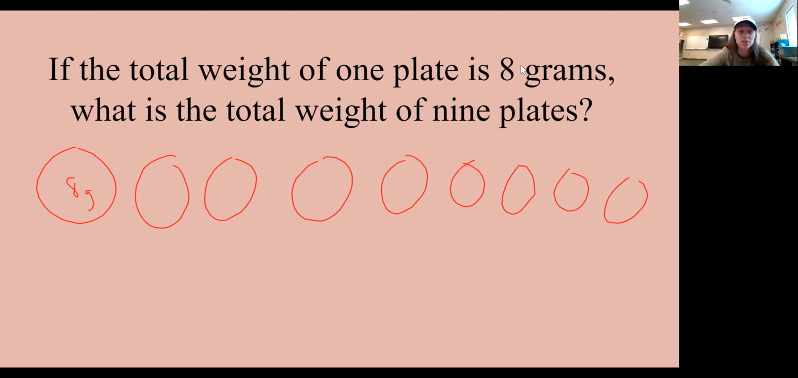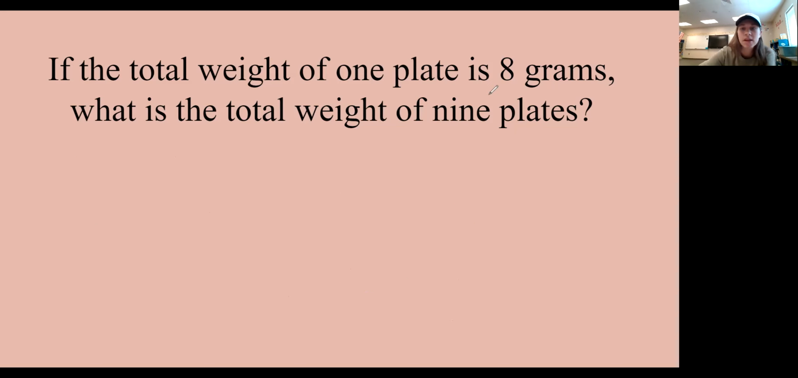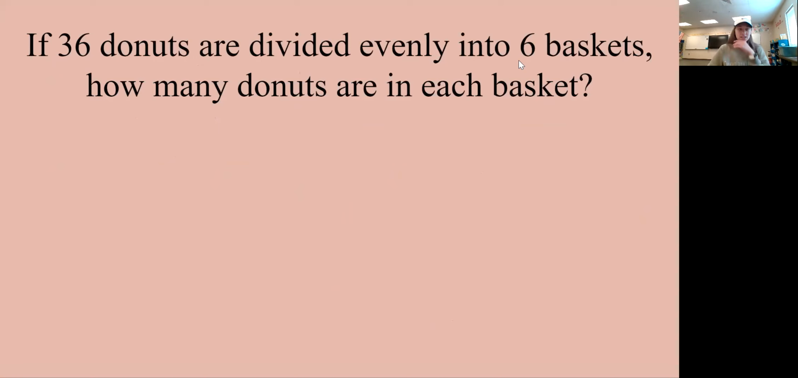You can draw 9 plates and you can put an 8 in all of those, and you can do 8 plus 8 plus 8 plus 8 all the way until you get to the last plate. Or you can just do 8 grams times 9 plates. That equals 72. So your answer is 72 grams. You got 8 grams times 9 plates, and you get 72 grams. Okay, so that one was multiplication. Now we're going to move on to this question.